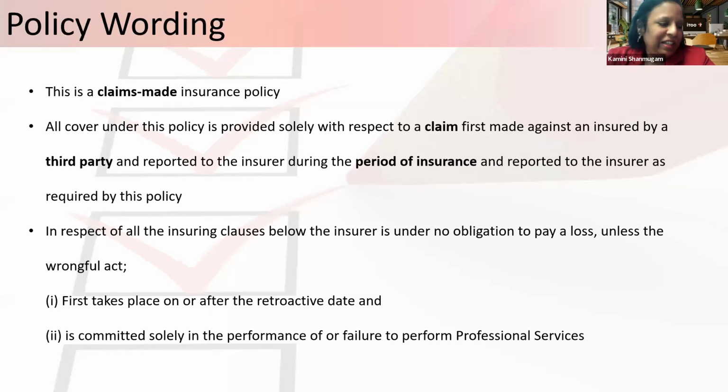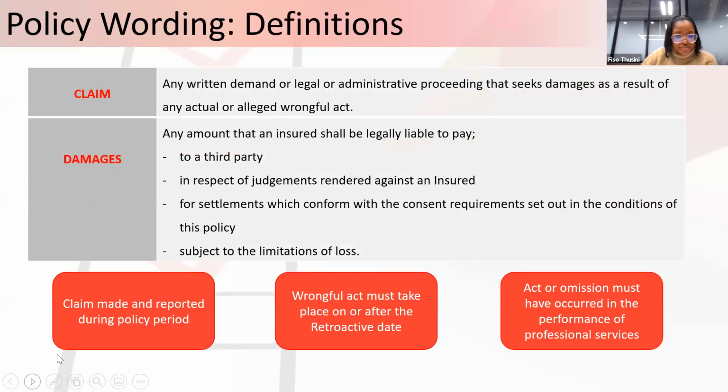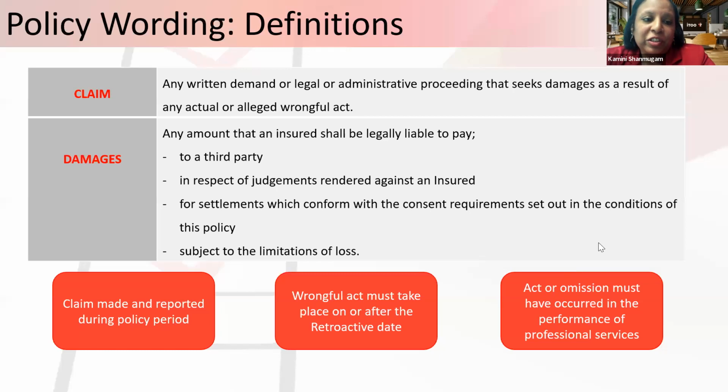Okay, so let's get into it. This is the policy wording. If you can move to the next one. This is the claims made insurance clause. The important part is the definition of claim, which means any written demand or legal or administrative proceeding. A claim is deemed to have been made once you receive something in writing to say that somebody is claiming damages from you. And that's the definition of damages as well.